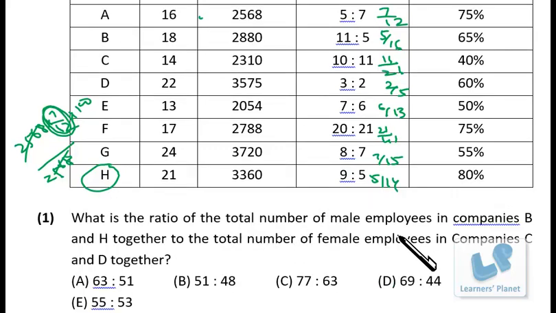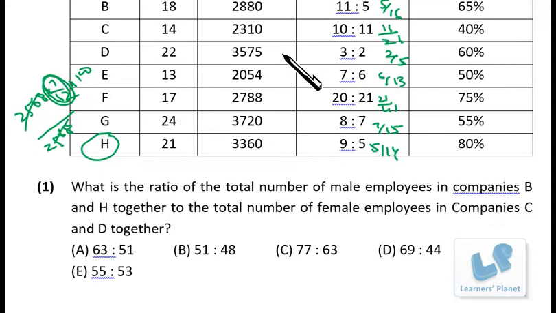What is the ratio of the total number of male employees in companies B and H together to the total number of female employees in companies C and D together? Oh, calculative questions. Total number of male employees in companies B and H. So in B it is 11 by 16 of 2880. So I just write down 2880 into 11 by 16, that is male in B. Then in H it is 9 by 14 of 3360, that is the numerator.